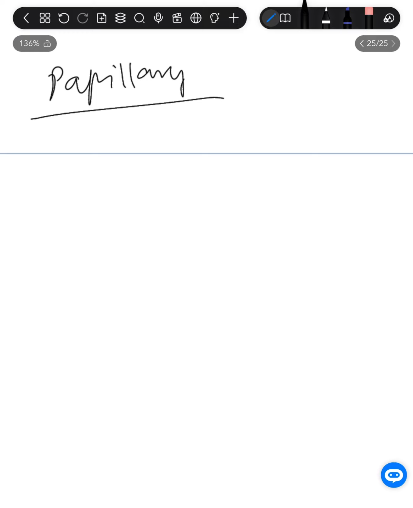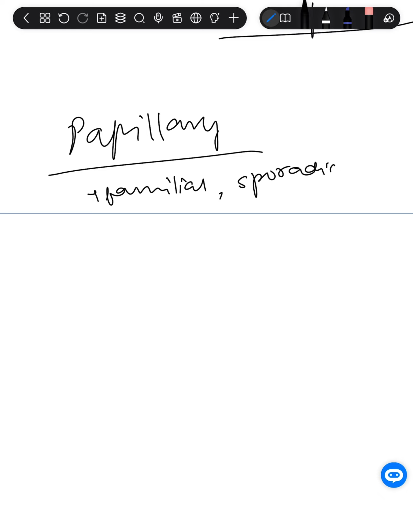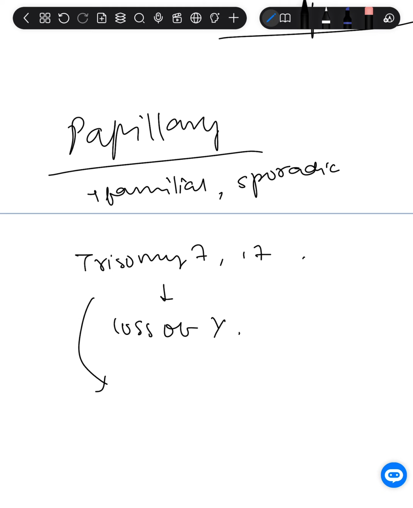Okay, we have papillary carcinoma. This also has two parts. We have familial, and we have sporadic. What happens is there is a trisomy 7, which leads to, as I said, loss of Y. And this also leads to mutated, activated, whatever you want to say, MET. This leads to mutated MET.